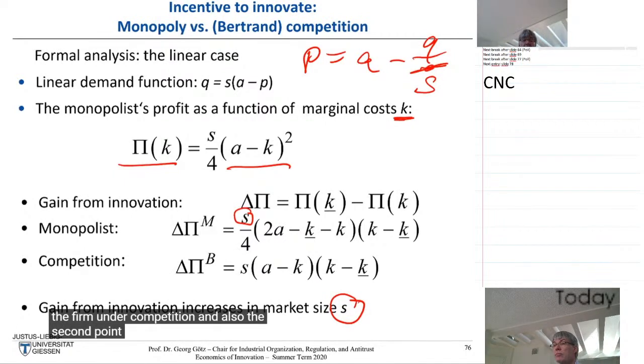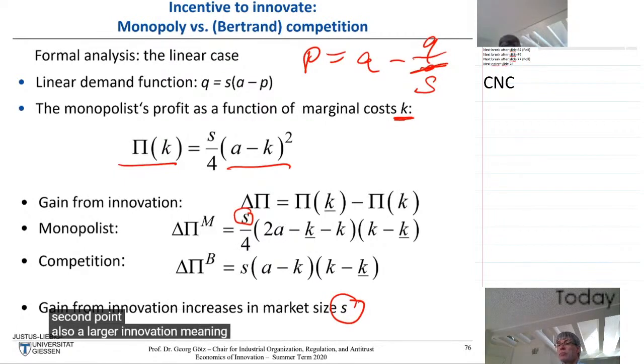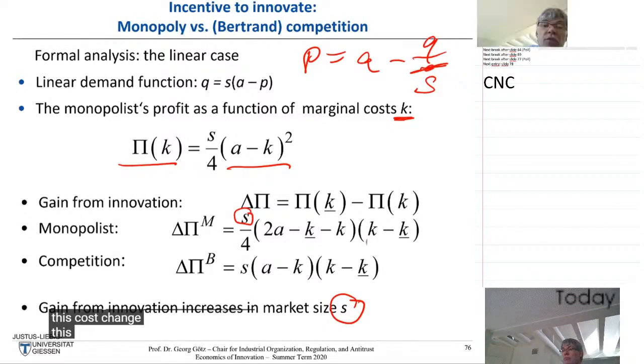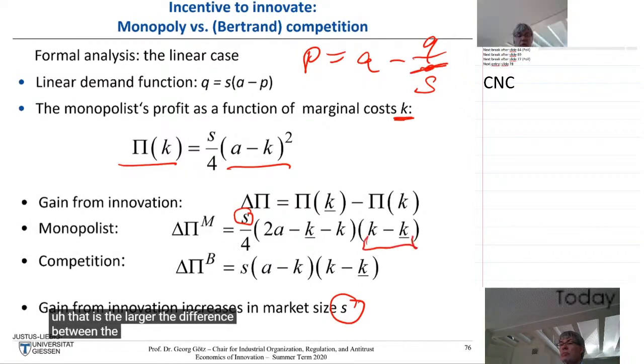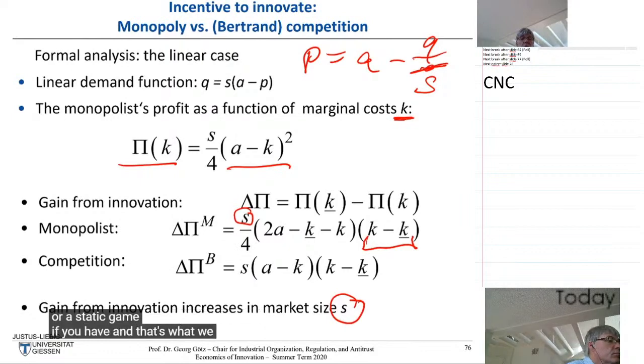Also the second point: a larger innovation, meaning the cost change, the larger the difference between the original cost K and the new cost K lower bar, the higher is your incentive to innovate. So this is your gain from drastic innovation. Of course, this is a one-shot or static game. If you have a profit stream over more years, which is what we will do once we look into patents, you just calculate the differentiated.